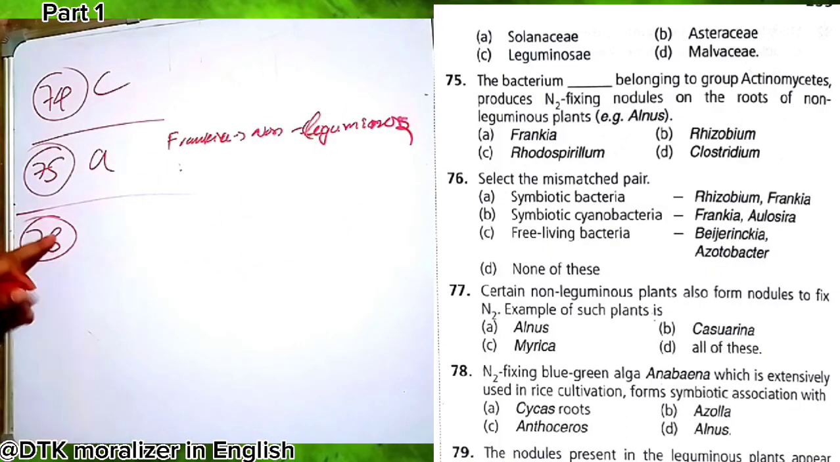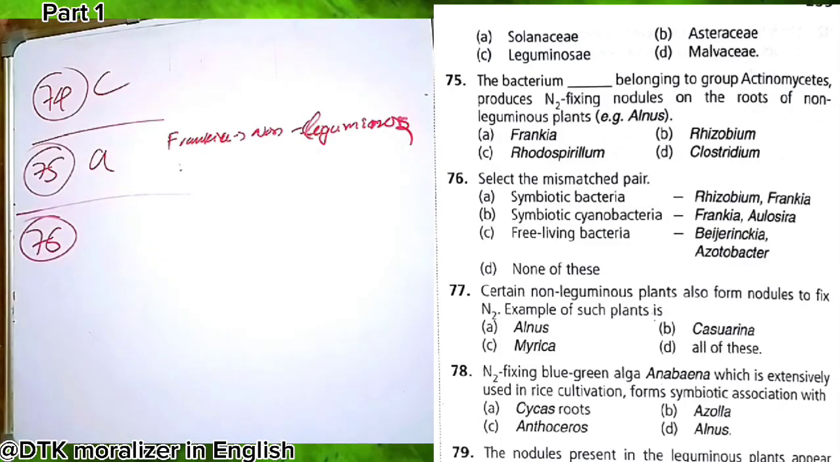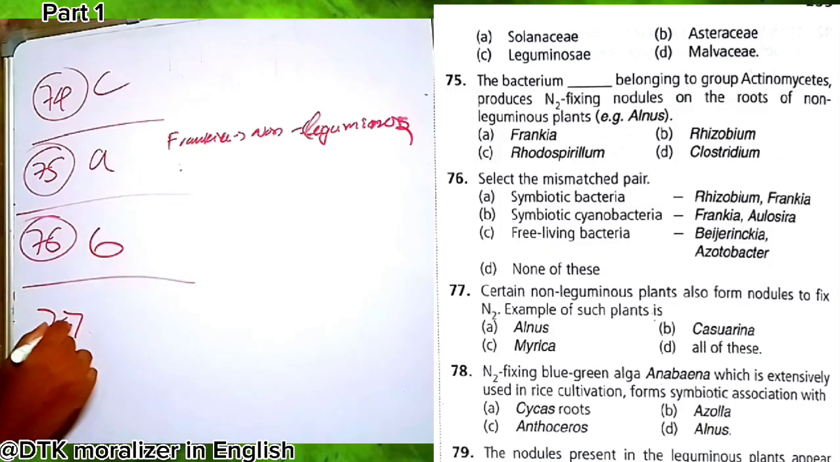Now question number 76. Select the mismatched pair. Symbiotic bacteria, Rhizobium, Frankia. Symbiotic cyanobacteria, Frankia, Anabaena. Free living bacteria, Bacillus, Azotobacter. D, none of these. Here option B. Frankia is not a cyanobacteria. Option B.